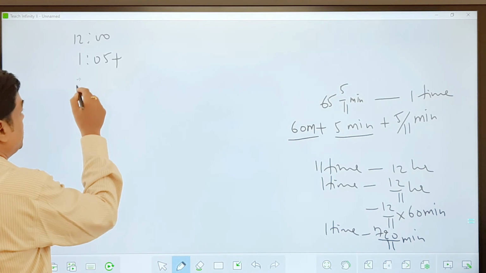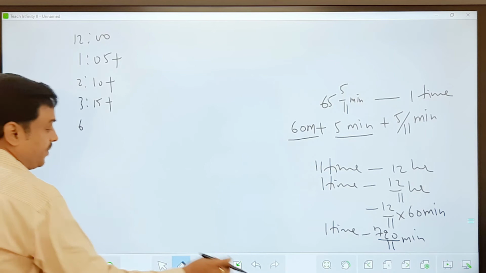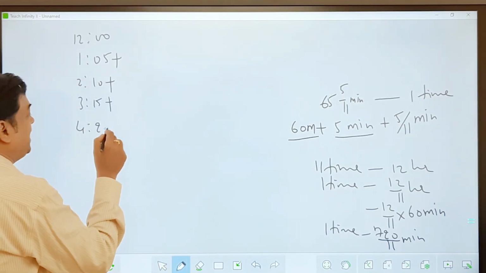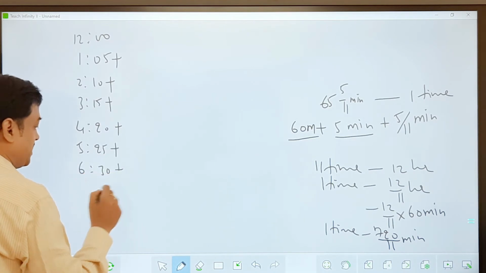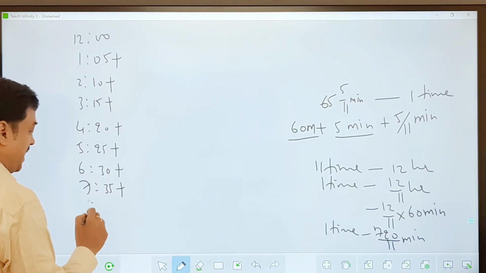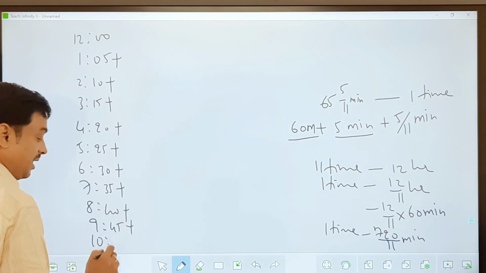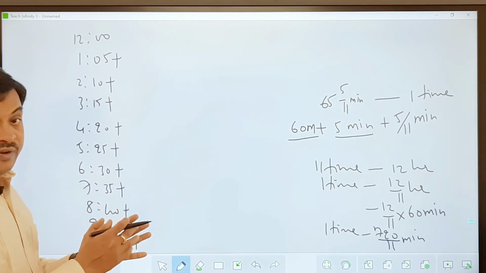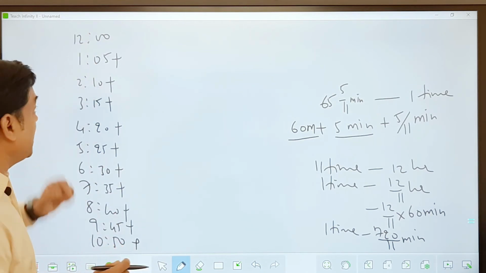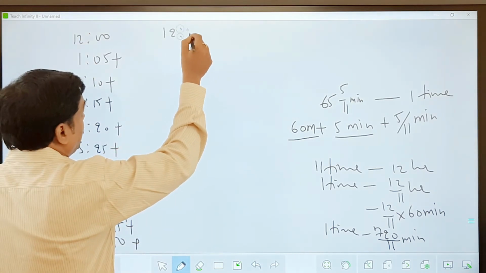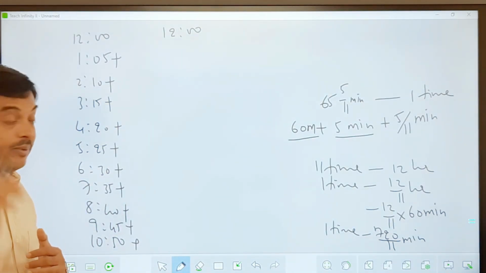What we wrote earlier, this is what we wrote earlier, right? 3:15, then 4:20 plus, then 5:25 plus, then 6:30 plus, then 7:35 plus, 8:40 plus, 9:45 plus, and 10:50 plus. 11:55 plus we have eliminated because that is already considered as 12. Now, what are the exact timings? The first number, 12, I'll take as it is. Now what I can do is add 1 hour 5 minutes and 5 by 11.